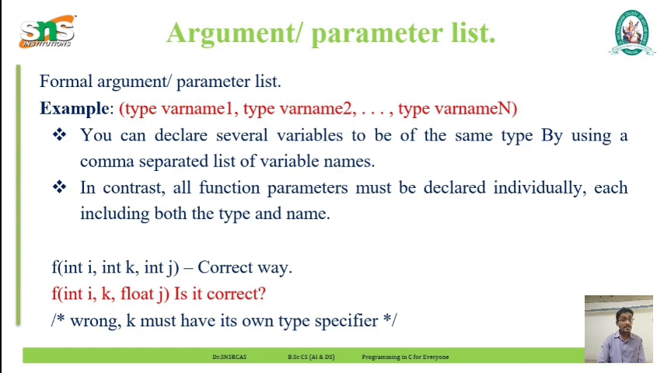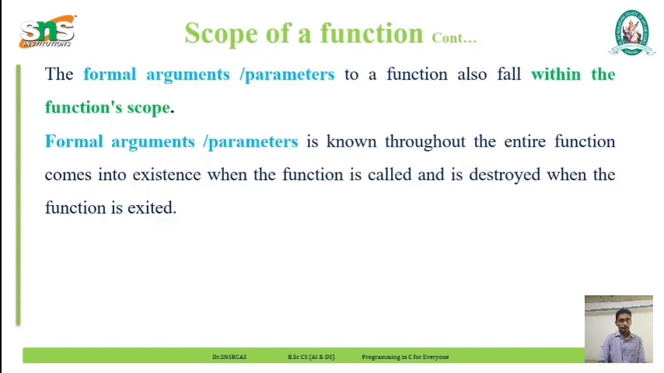Here are some of the examples. What is the correct way of declaration, and what is not the correct way of declaration of parameters or arguments inside the function. F(int a, int k, int j) is a correct way of declaring 3 integer variables, whereas the second line denotes a wrong way of declaration.